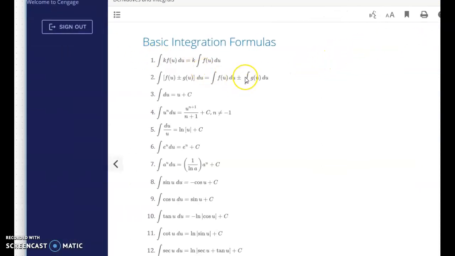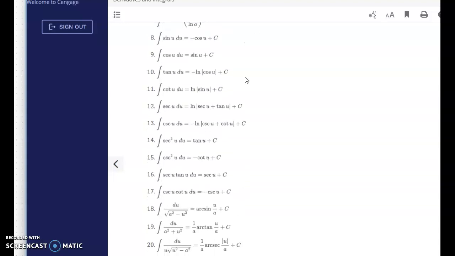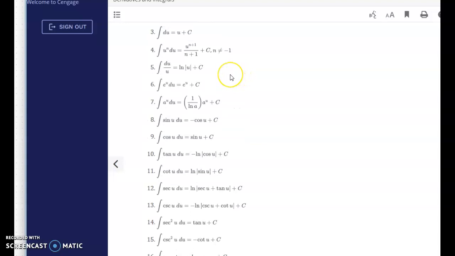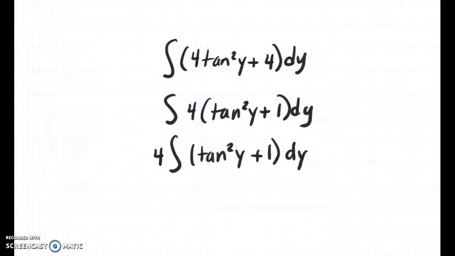So this is our book on the website. And if you click the ebook, at the top there's derivatives and integrals. And if you scroll through here, you can see some basic integration formulas. And we don't have one for tangent squared u du. But I can use some trig identities to rewrite it into one of these forms. And so let me show you the trig identities.